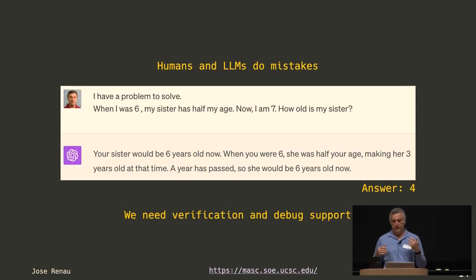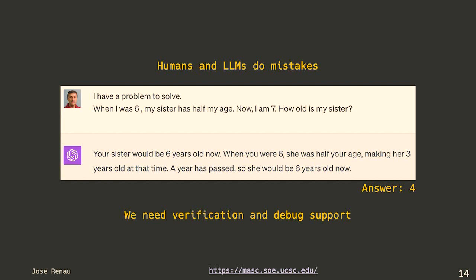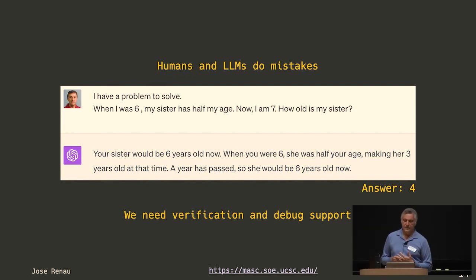Now, one thing is that both humans and LLMs make mistakes. So this is an example: you ask, when I was 6, my sister was half my age, now I'm 7, so she was 3, plus 1 should be 4. But many times they make mistakes. You ask a human under stress, they might make a mistake too. So you always want to have a verification step.